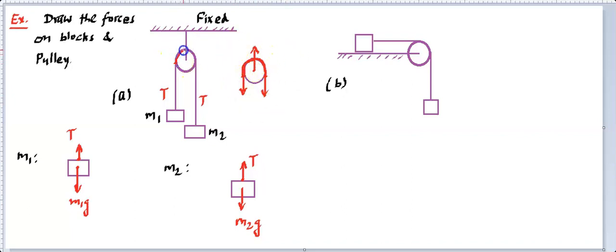That means this part of the string has been considered the part of the pulley because it remains in contact with the pulley. We can easily assume it to be the part of the pulley so that it becomes easy for us to show the tension. Here there is no need to show the tension.